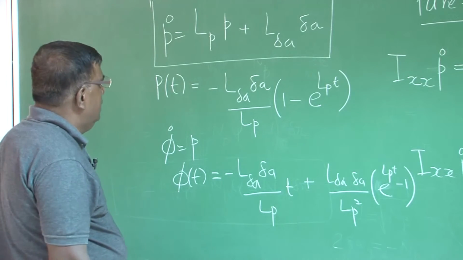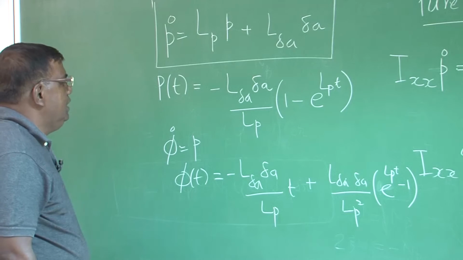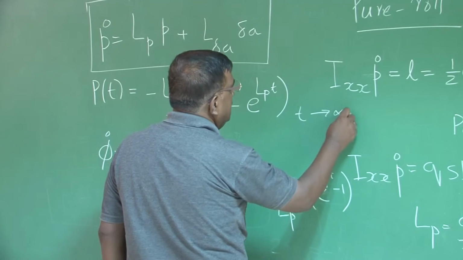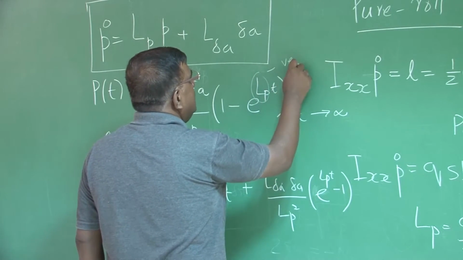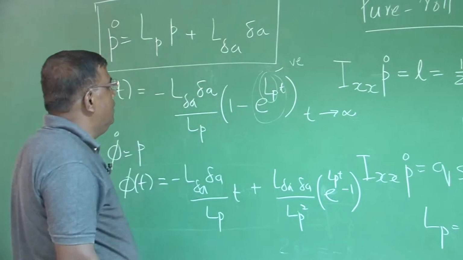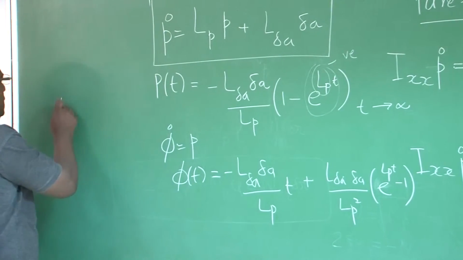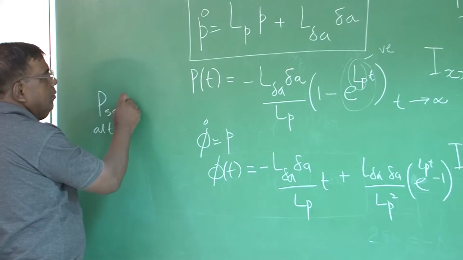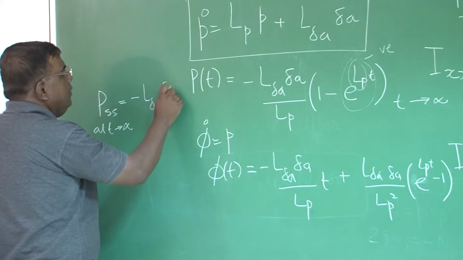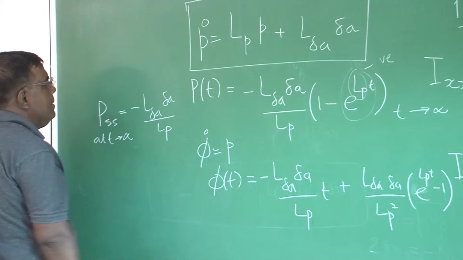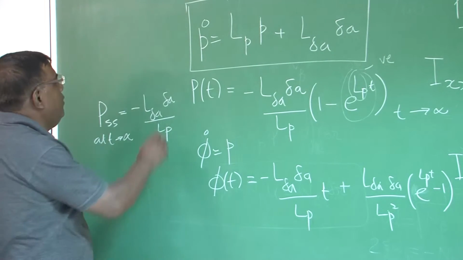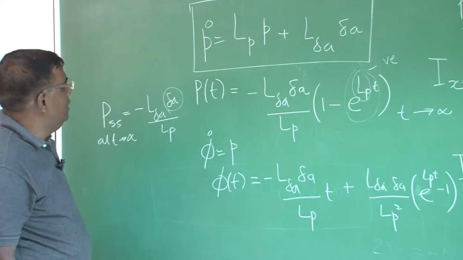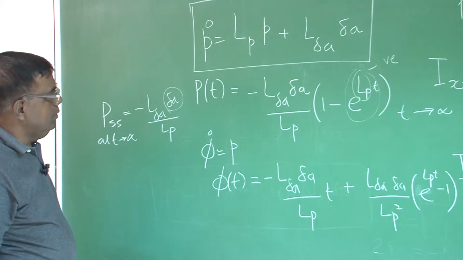So what is the message if I try to read p of t as time goes to infinity, or for large time? Since L_p is negative, this term will approach 0. So p steady state, that is at t approaching infinity, will be minus L_delta_A into delta A by L_p. Depending upon what type of aileron input you have given, whether step, pulse, impulse, whatever it is, you know what the steady state value will be.